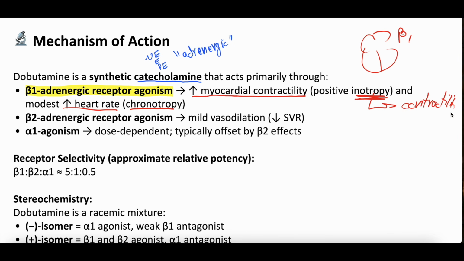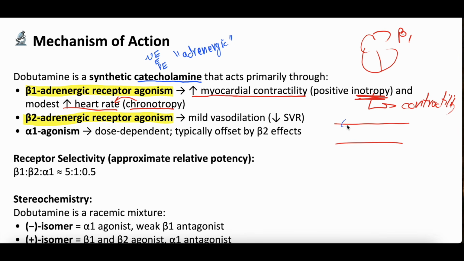Chronotropy is heart rate. So beta-1 receptor agonism, stimulating beta-1 receptors in the heart, dobutamine increases myocardial contractility, also known as inotropy, and it increases heart rate, also known as chronotropy, although the primary effect is this increase on myocardial contractility. Dobutamine does have some slight beta-2 adrenergic effects. Beta-2 actually works on peripheral blood vessels.